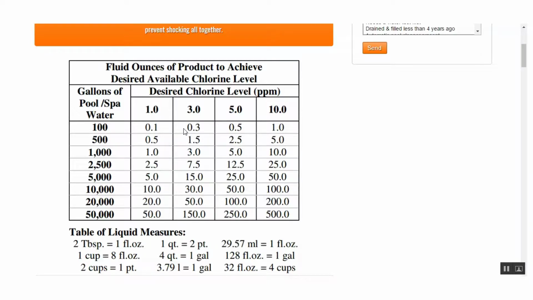By the way, this is the night to check your water, balance your alkalinity, balance your pH, whatever you need to do, up your chlorine a little bit, and then check your free chlorine Wednesday.